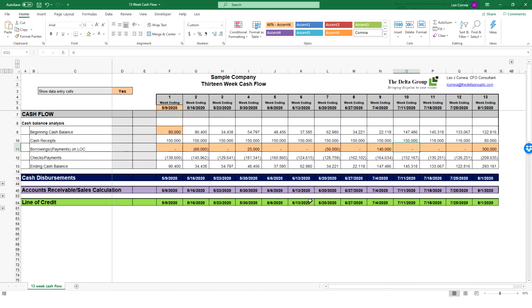Now as I get to week 10, I can see that I really have too much money associated with this, and I may want to pay down the line of credit again. So if I pay down the line of credit, all my respective balances change. And as a result, I'm able to manage my cash balance going forward. And this is an overview of the cash balance reconciliation.